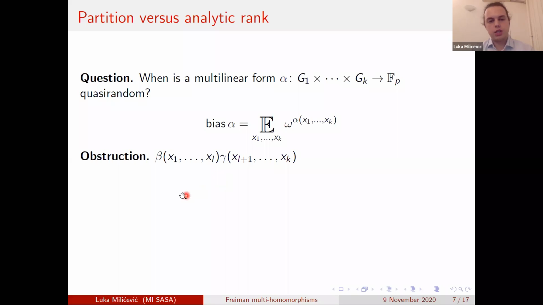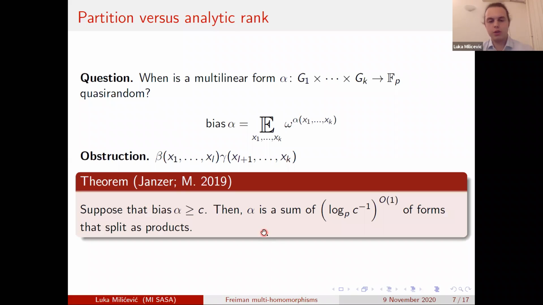And what's interesting here is that such maps are the only kind of obstruction to being quasi-random. So we have the following theorem. This has a history. In a qualitative sense, before I say what this theorem actually says, let me just mention some names. In a qualitative sense, this was first proved in 2015 by Bhowmick and Lovett, who were building on previous work by Green and Tao, who in 2008 proved a similar result for polynomials instead of multilinear forms. And the result below is a result from Janzer and myself, independently, from last year.